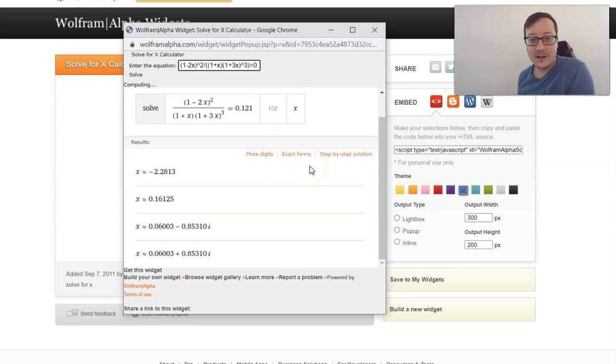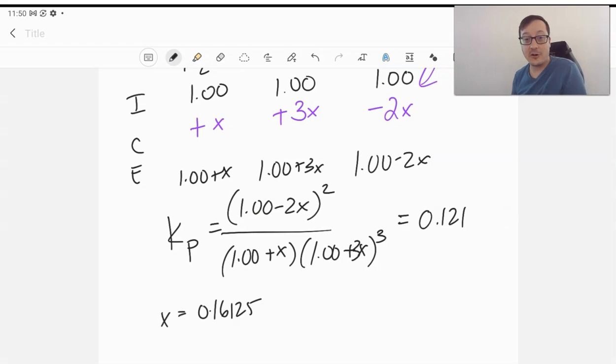So, as before, we have 2 imaginary values, we have a negative value, but we have 1 positive value. That's the one we're looking for. So, x is equal to 0.16125. There's your lesson: don't forget your parentheses. Make sure that all your syntax is correct.